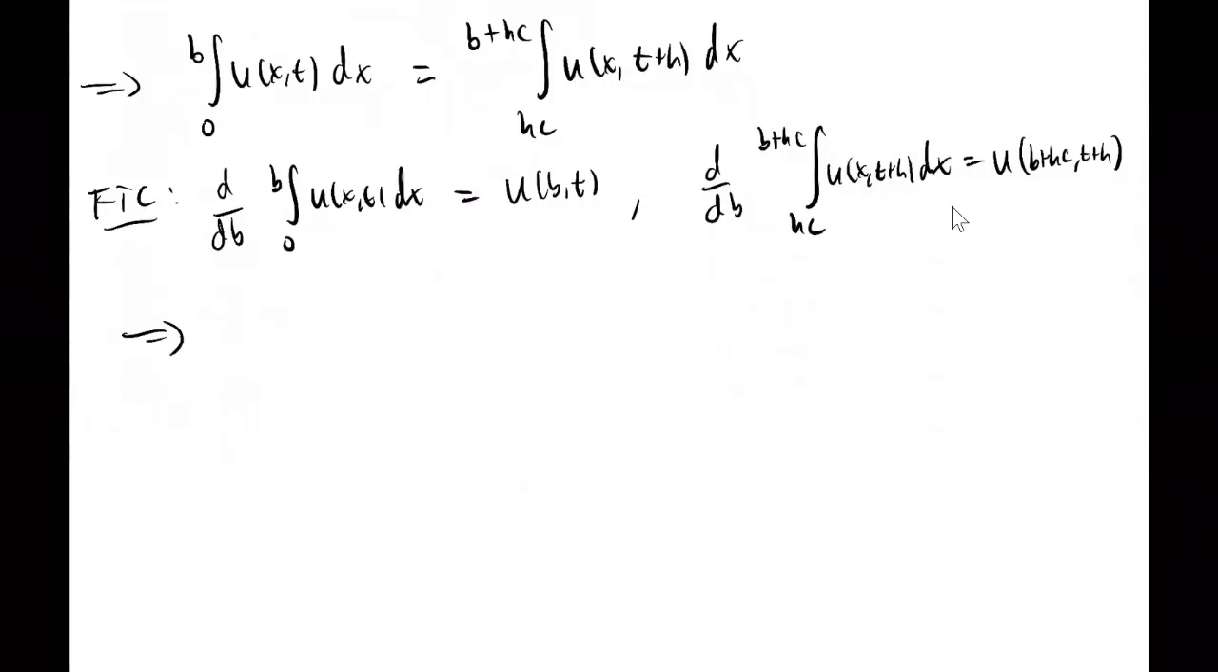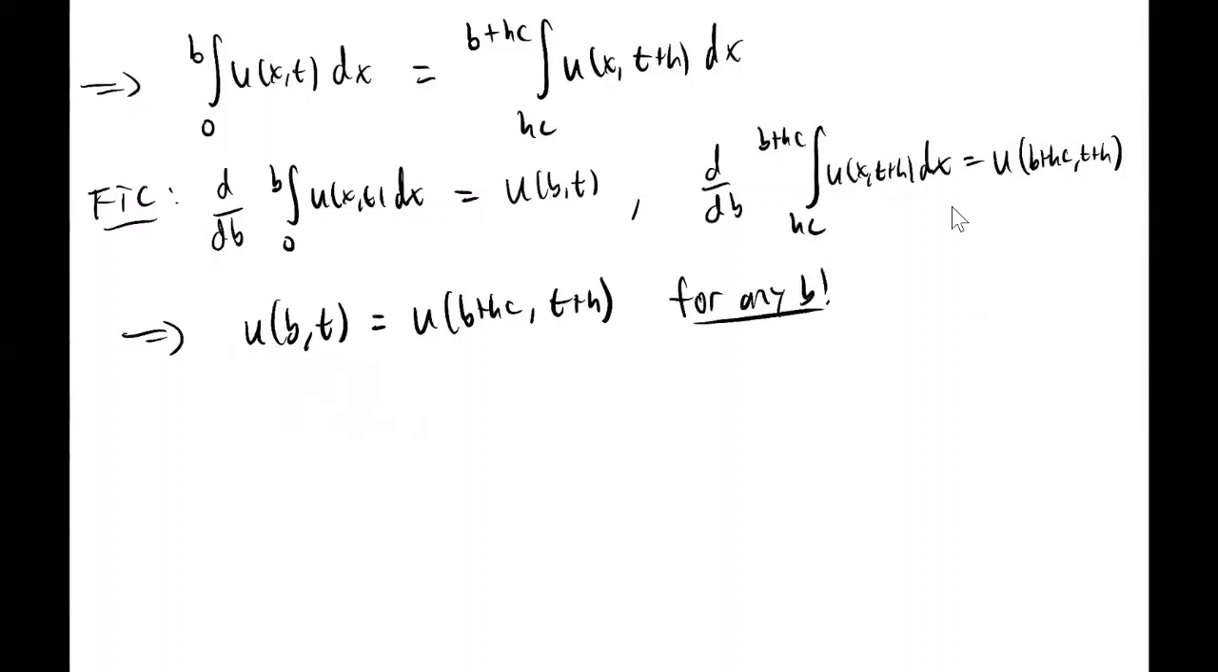And so therefore, well, what does this tell me? The left-hand side, if I differentiated it with respect to b, I got u of b, t. And on the right-hand side, if I differentiated it, I got u of b plus hc, comma t plus h. And so these have to agree for any b, right? And so now notice that I have this extra parameter h, which is floating around, but the left-hand side doesn't depend on h. However, on the right-hand side, h was positive but arbitrary.